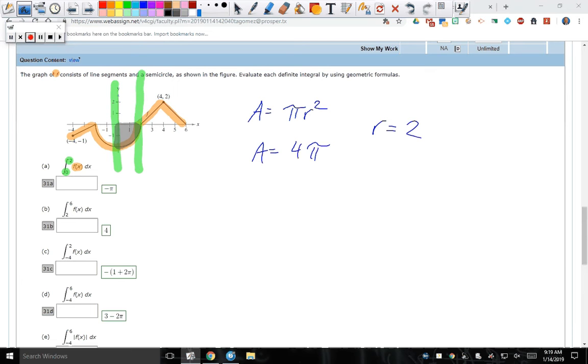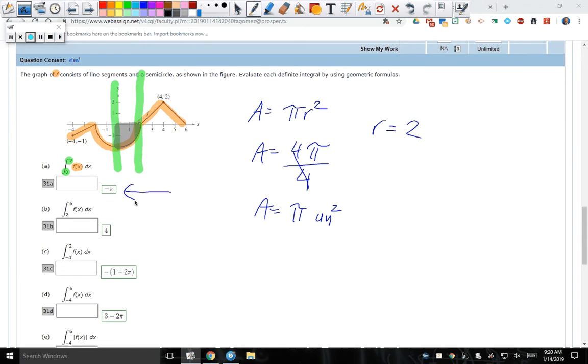So whatever that is, 4 pi units squared would be the area if I were looking at the entire circle here. But because I'm only looking at that bottom right corner, I'm basically going to take this answer of a whole circle and divide it by 4. Okay? So that this area that we are highlighting is just pi units squared.